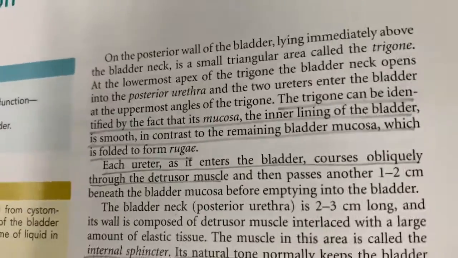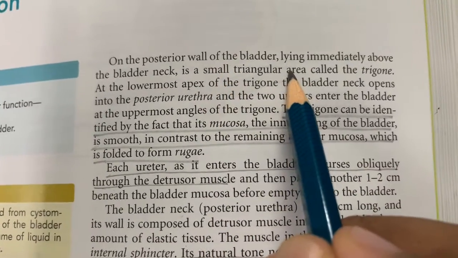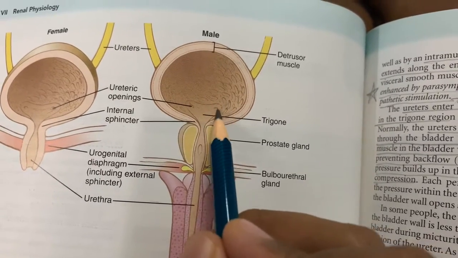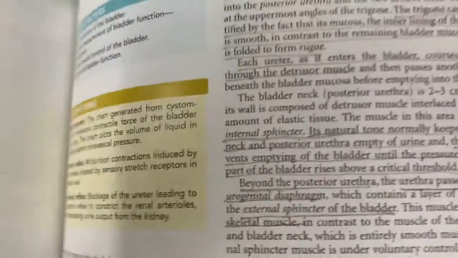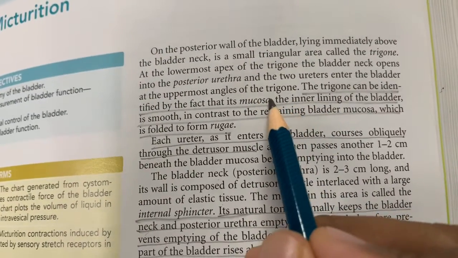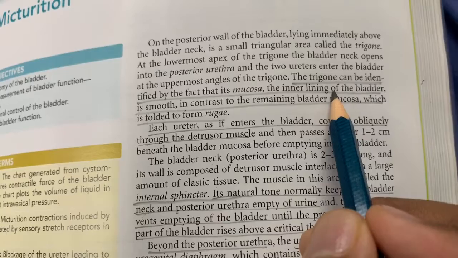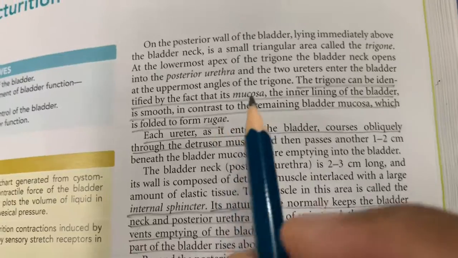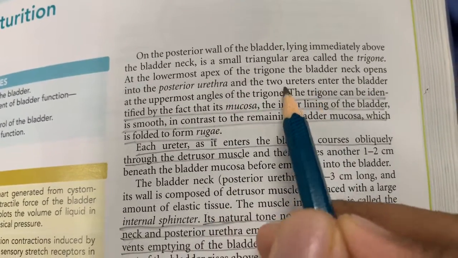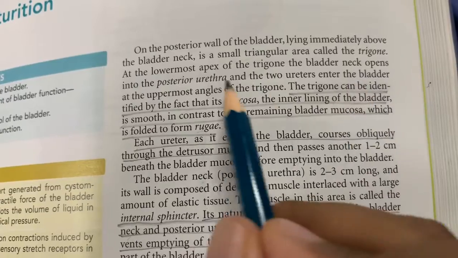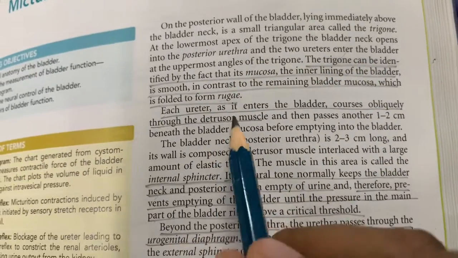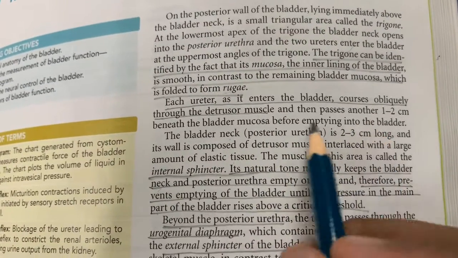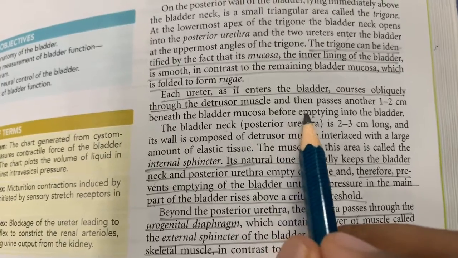On the posterior wall of the bladder, lying immediately above the bladder neck, is a small triangular area called the trigone, as you can see here. The upper angles of the trigone are formed by the entry points of both the ureters. The trigone can be identified by its mucosa, the inner lining of the bladder. Its mucosa is smooth, in contrast to the remaining bladder mucosa, which is folded to form rugae. At the lowermost apex of the trigone, the bladder neck opens into the posterior urethra, and the two ureters enter the bladder at the uppermost angles of the trigone. Each ureter, as it enters the bladder, courses obliquely through the detrusor muscle and then passes another 1 to 2 centimeters beneath the bladder mucosa before emptying into the bladder.